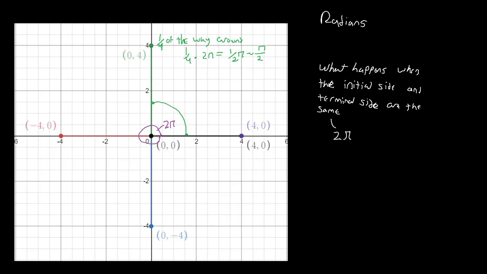Now let's take a look at the next quadrant angle. If we start here at the x-axis and we go around to here, again, this is the same as going halfway around. So this would be pi radians, because 1/2 times 2 pi equals pi. The 2's cancel out.